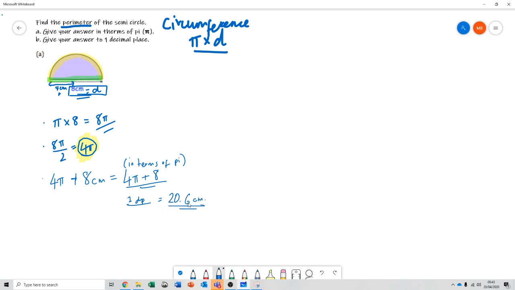And those are the two types of answers. Sometimes they will say give your answer in terms of pi, sometimes they will say give your answer to 1 decimal place or 2 decimal places, or whatever. They might ask you to round to different levels of accuracy, so you guys should know how to do that. But those are your 2 answers, and that's basically how you do it.